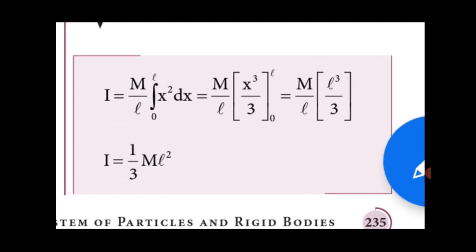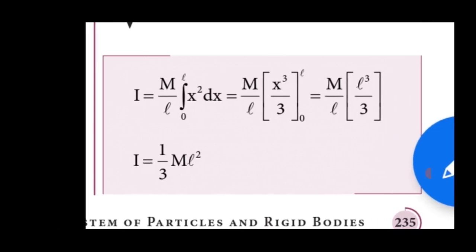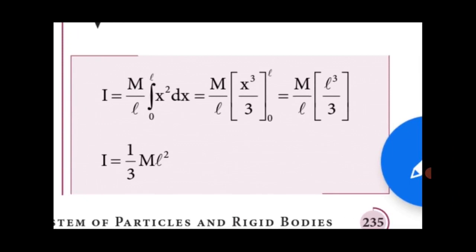So you will get the same m by L. Here the denominator L is there, and the numerator L cube, so it will get cancelled. You will get L square. The other things have to be the same. So I is equal to 1 by 3 mL square. Understood this one? It is very easy.